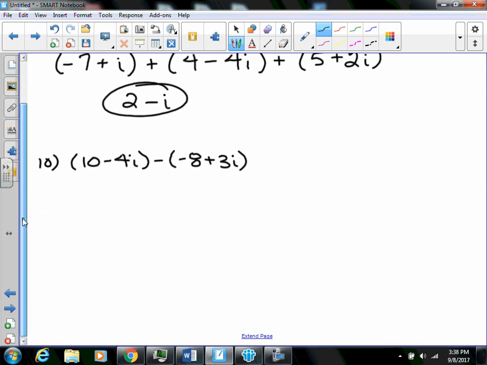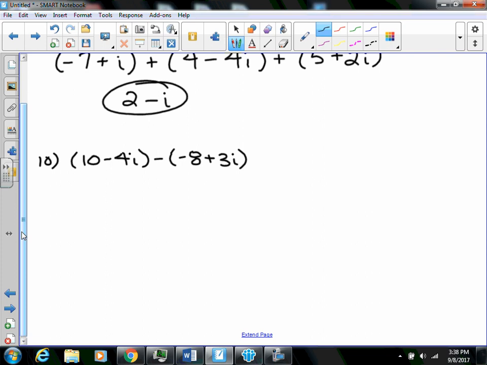Number 10. Now, this is a subtraction problem. I want you all to be careful here because on your first quiz, you forgot all about the signs and just started wanting to multiply everything. Watch what they give you. This is a subtraction problem because they got a minus sign in between the two complex numbers. So when that happens, you rewrite the first complex number, and then you distribute that minus sign for the next one. So when I distribute here, this negative applied to this negative 8 makes it a plus 8. This negative times this positive 3i makes it a negative 3i.